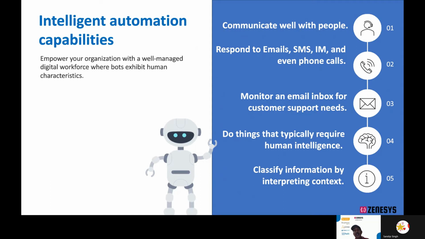So when it comes to intelligent automation, what it can do is it can communicate with human beings. It can respond to your short text messages, phone calls, emails, monitor your inbox, think like a human being, look at the documents and classify the information based on its interpretation. So these are some of the things furthermore than just simple process automation.